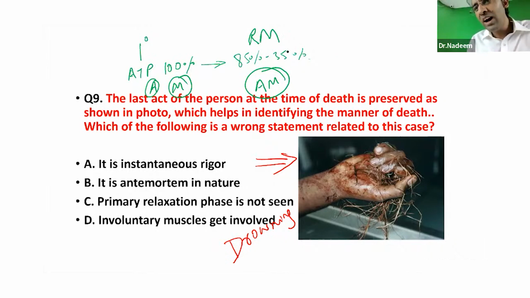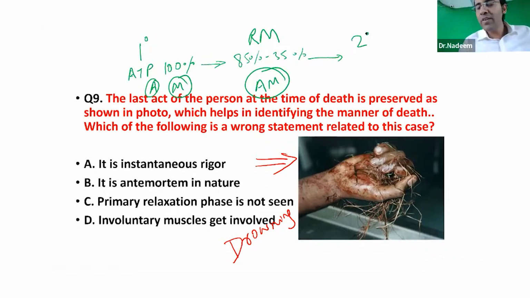After a few more hours, there will be complete dissolution of protein. After that, zero ATP. Now there will be secondary relaxation. So in normal rigor mortis, there will be primary relaxation, and after that, secondary relaxation. Easy to understand. Rigor mortis happens like this.